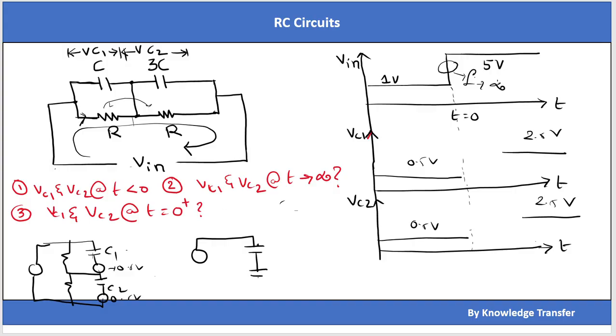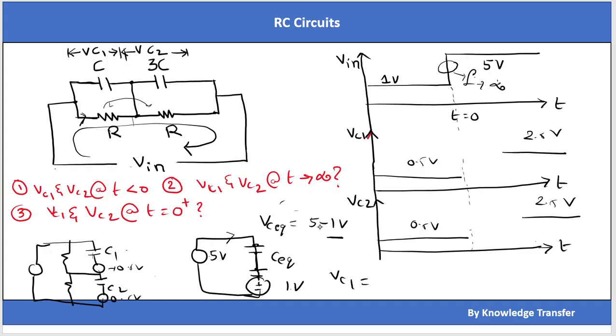So these capacitors will get short circuited, and if I simply redraw the circuit, there is 1 volt here, and there is 5 volt here, and there is some C equivalent. We can see the voltage difference is 4 volt. So the current will be proportional to 5 minus 1. For C equivalent, the voltage will be 5 volt minus 1 volt, where 1 volt is the total initial voltage across this capacitance.